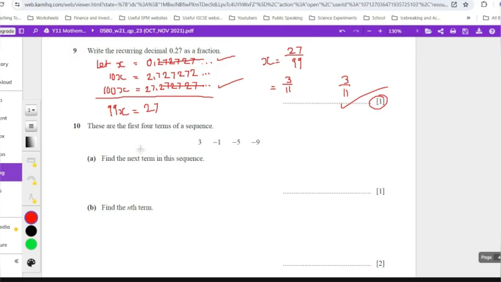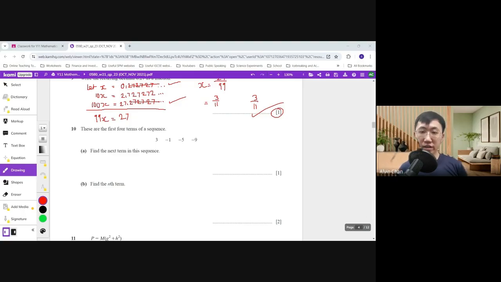Next question. These are the first 4 terms of a sequence. Find the next term in the sequence. Let me know, very fast. Minus 13, 1 mark. What is the formula? This is the easiest sequence.